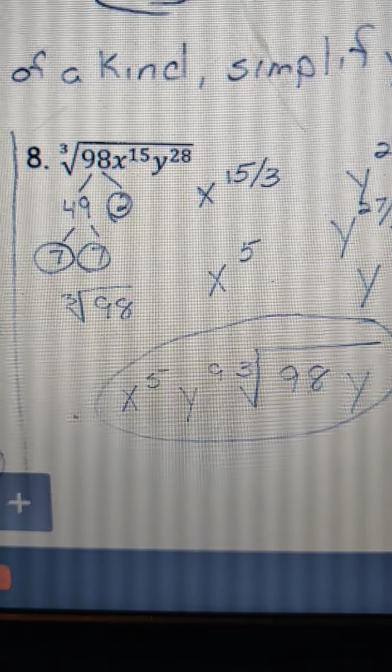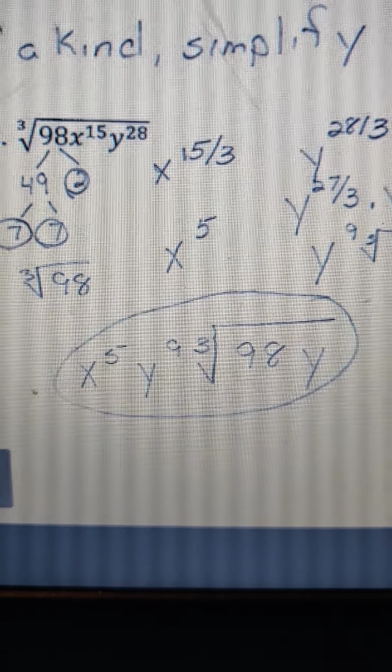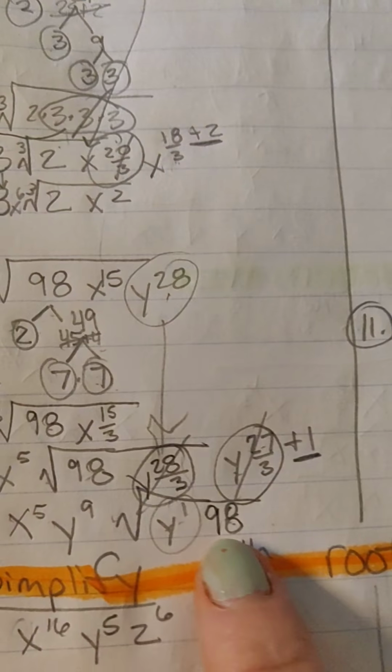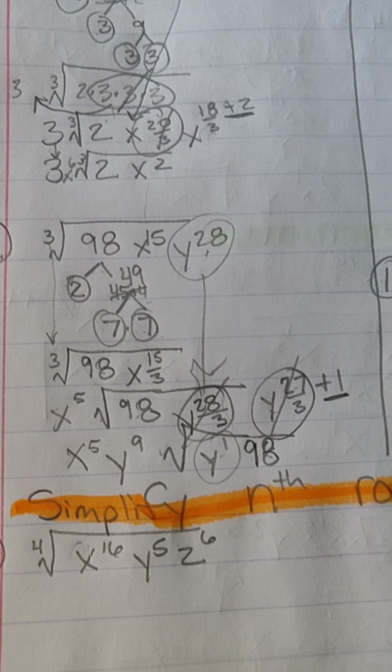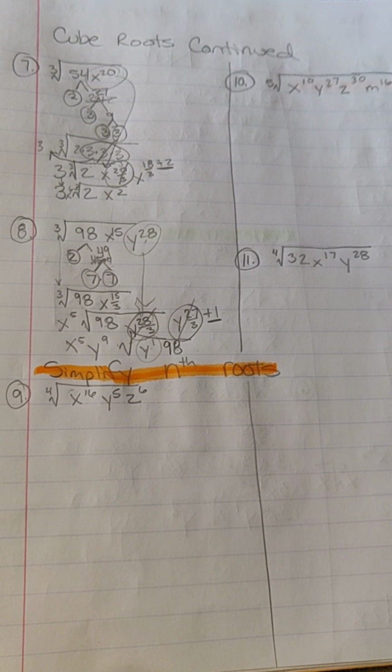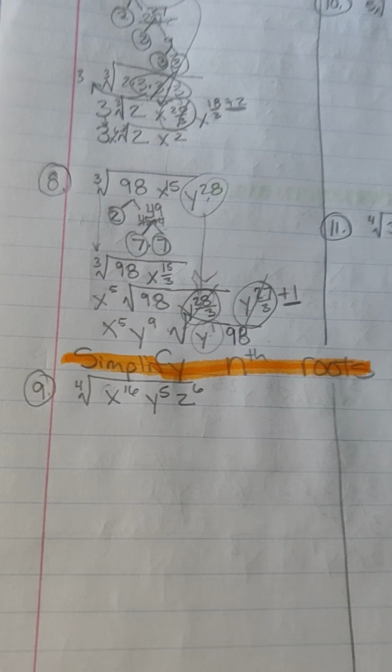X to the 5th, y to the 9th, cubed root of 98y. So we got the same thing. I just forgot to bring down my 98. So again, always good to double check your work. All right, I'm going to finish up here with simplifying the nth roots.